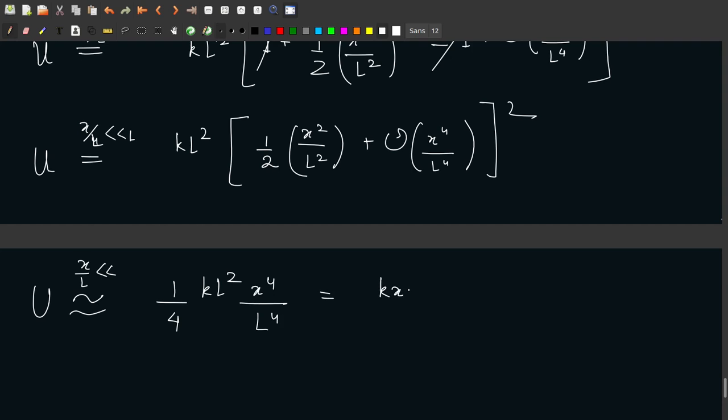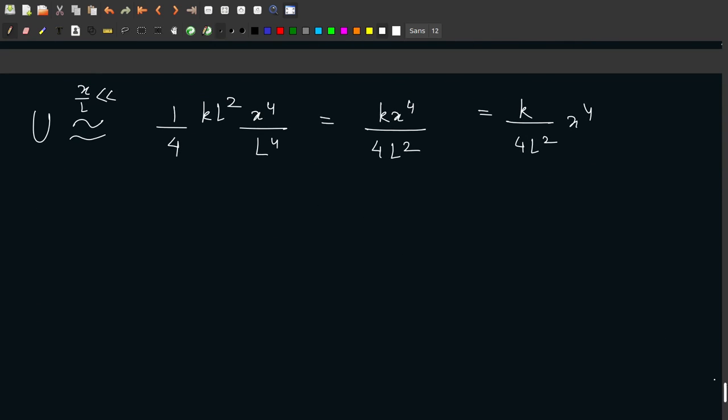So this is equal to k x to the power 4 divided by 4 L square, or something like k by 4 L square x to the power 4. So your potential energy in the limit of x much less than L, or x by L much less than 1, is given by something that is proportional to x to the power 4.